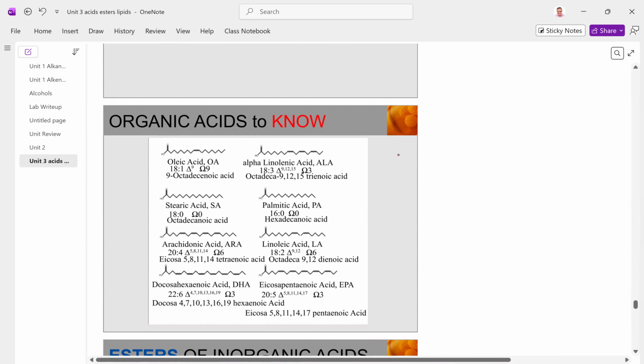These are the fatty acids that you need to know. I'm going to cover this in much more detail as to what all this means. So that's what I wanted to cover today.